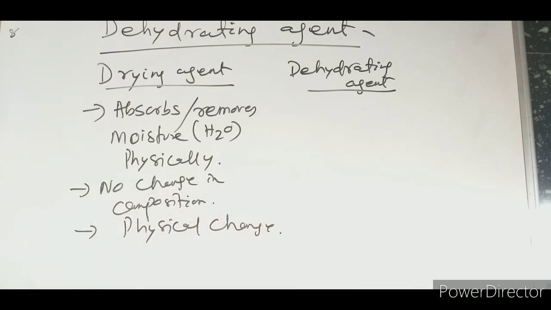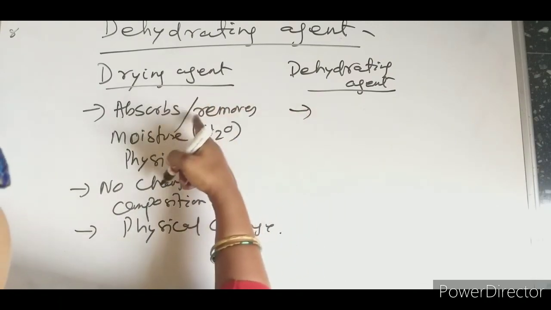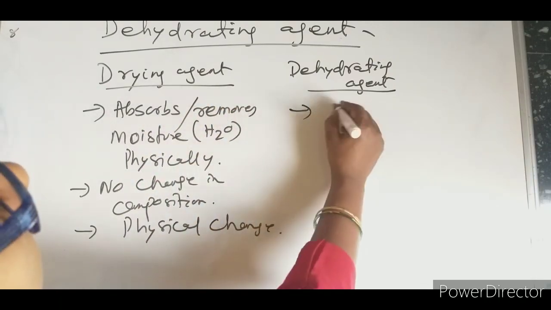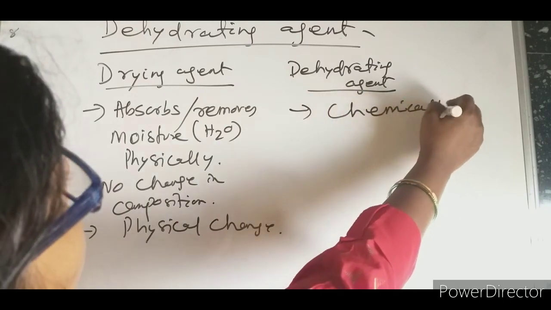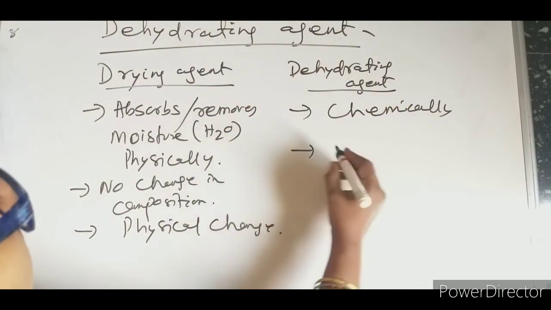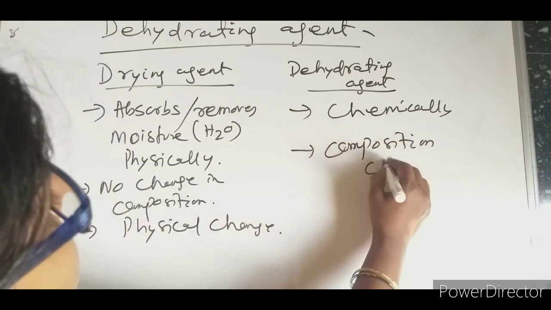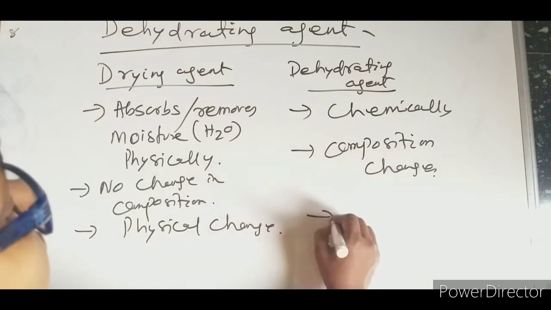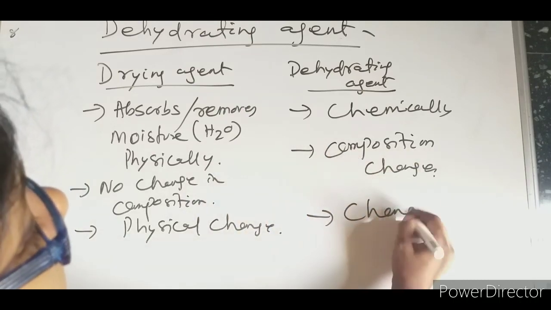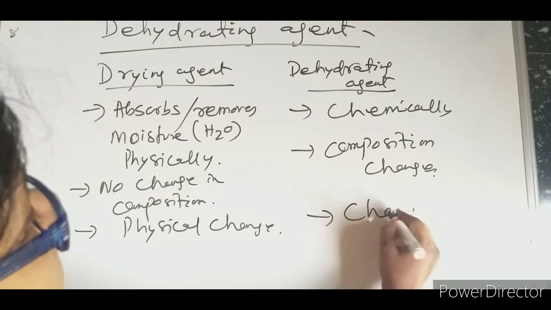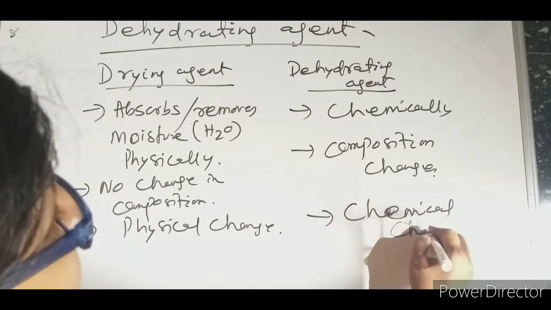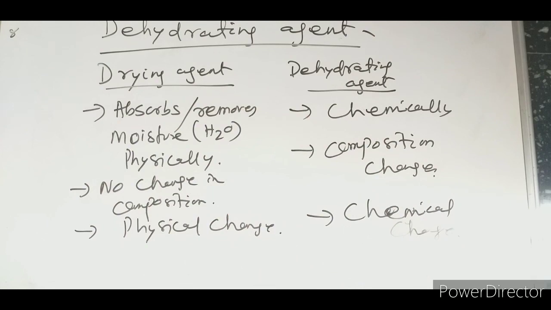Now let us go for the dehydrating agent. Here it absorbs moisture or water chemically. It removes water and here the composition changes. Obviously, composition change means this will be a chemical change. Okay, so all these are the differences between a drying agent and a dehydrating agent.